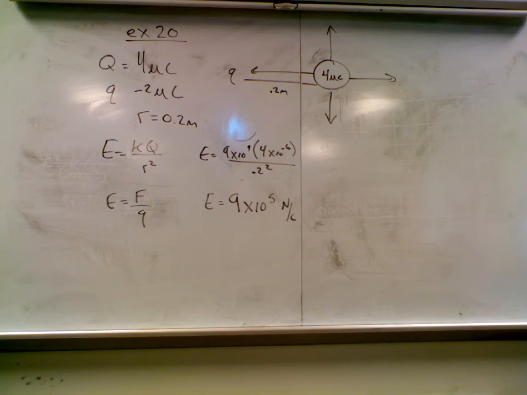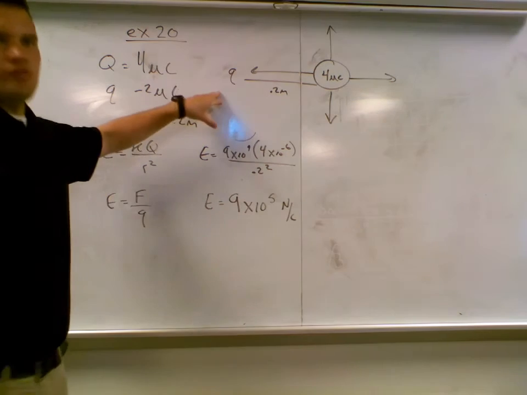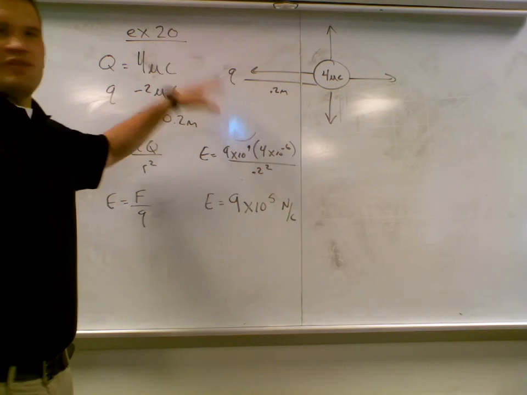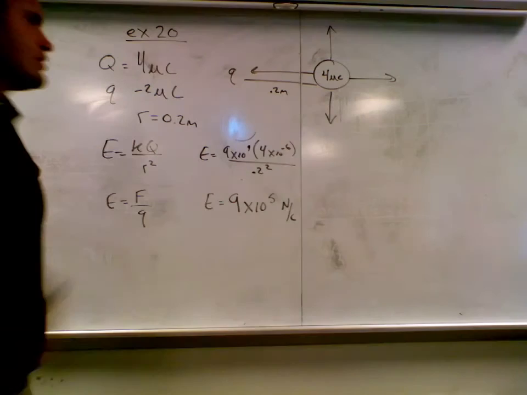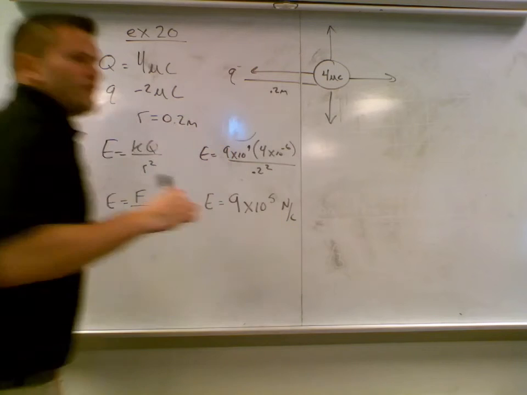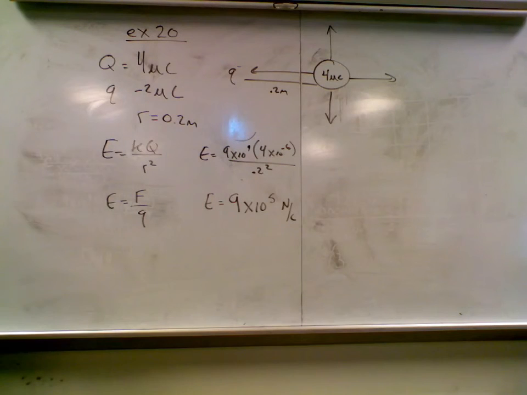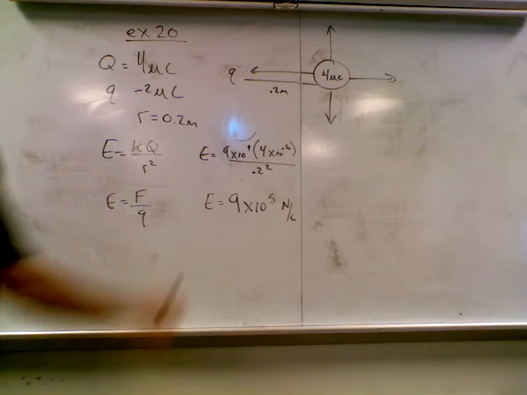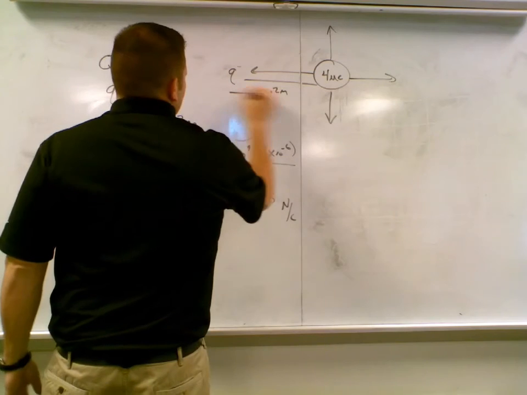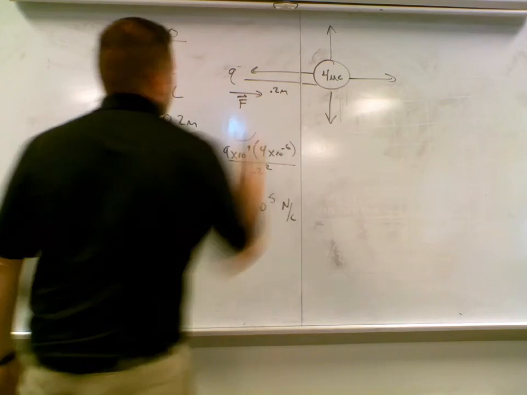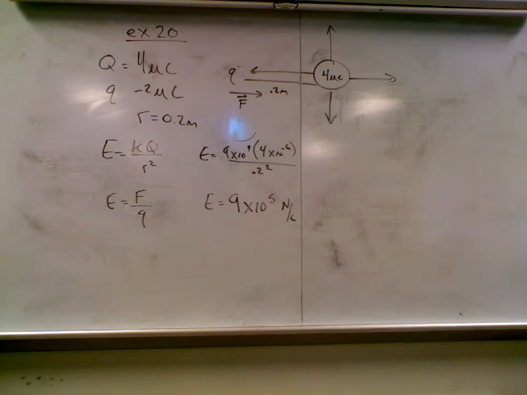Any questions? No. Okay. Now we want the force felt by Q, right? Now this little q, is it positive or negative? Negative. So which way is little q going to feel the force? To the right or to the left? Right. To the right. Because the electric field lines point in the direction of a force felt by a positive charge. So if little q is negative, it's going to feel a force in the opposite direction.